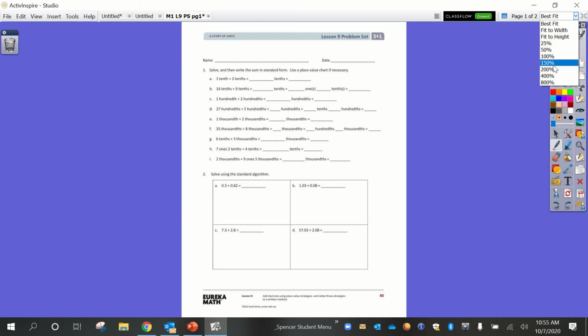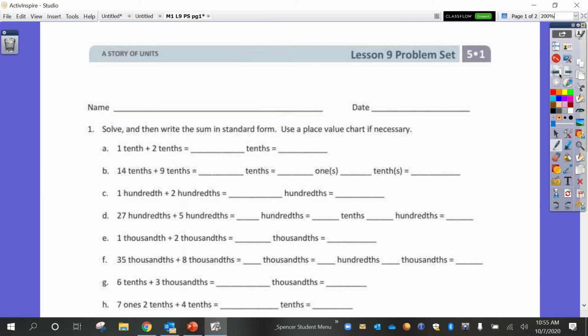All right, guys. Problem set lesson 9. Let's zoom in and get ready to roll. All right, let's get our names on these papers.